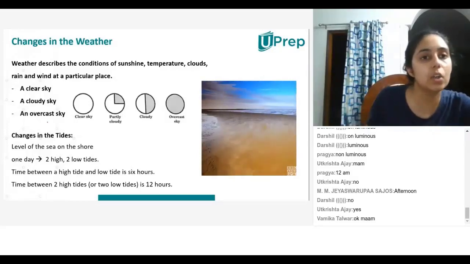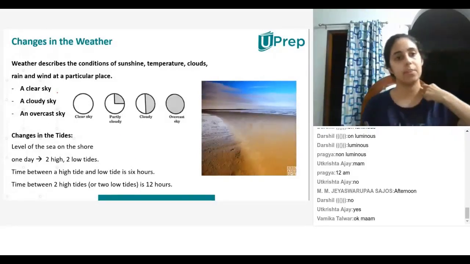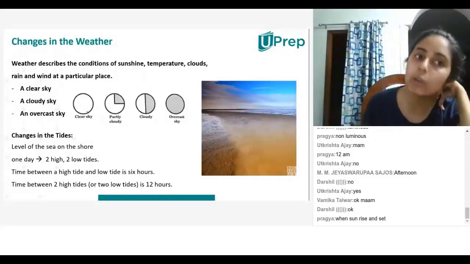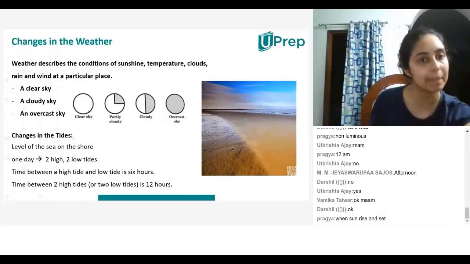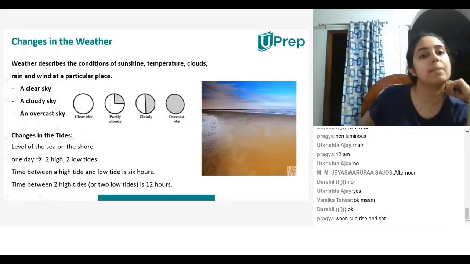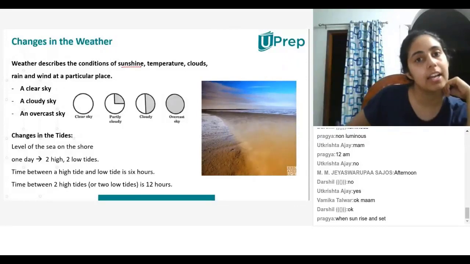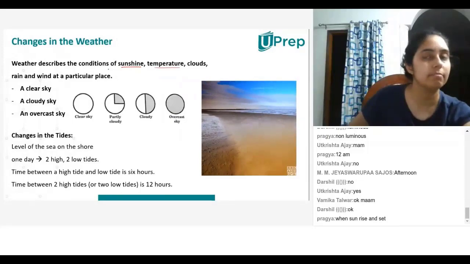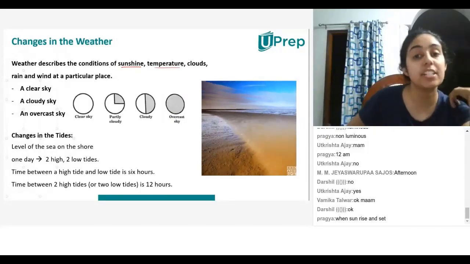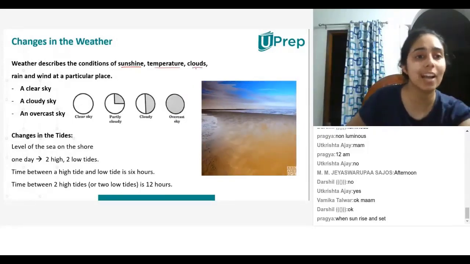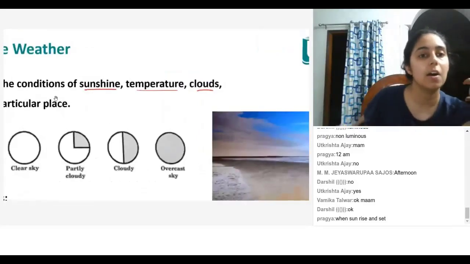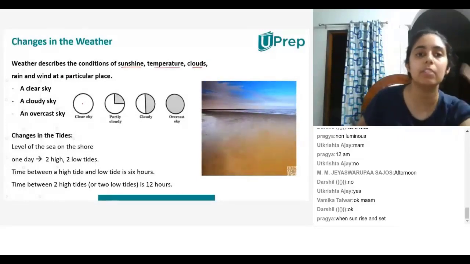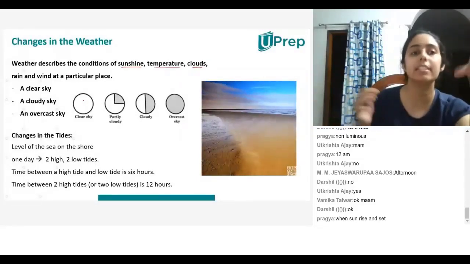Right, let's take a look at the changes in weather. So weather describes the conditions of sunshine, temperature, clouds, rain and wind at a particular place. Sunshine meaning is it bright or dull; temperature, is it hot or cold; cloud, is it cloudy or not cloudy; rain; wind at a particular place. All these things together describe the weather.